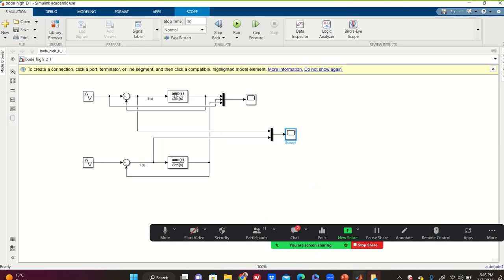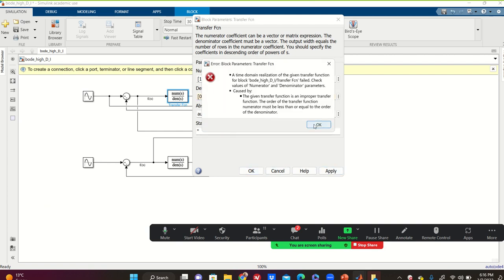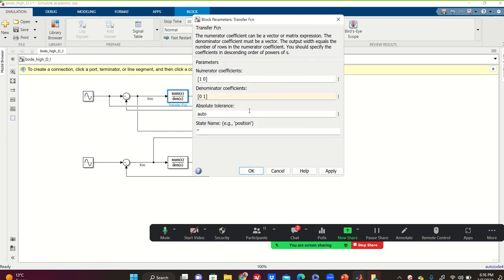Let us try it. In the previous version of MATLAB, if you put this zero, it doesn't accept it. It says the time domain validation of the current transfer function fails. It says that it's not possible for the order of the denominator to be lower than the numerator. That's why I'm putting an almost zero. See what I'm saying?